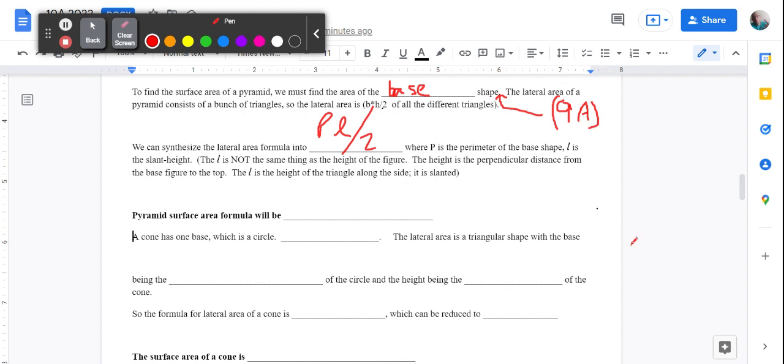So the surface area formula for a pyramid is going to be perimeter times slant height divided by 2, plus the area of the base, whatever shape the base is.